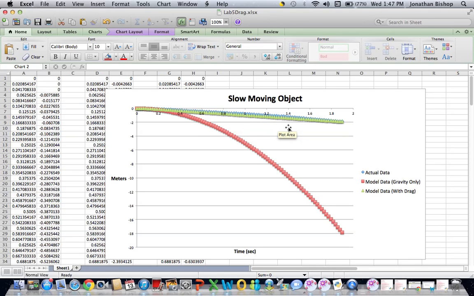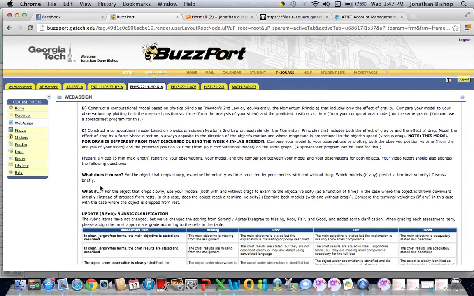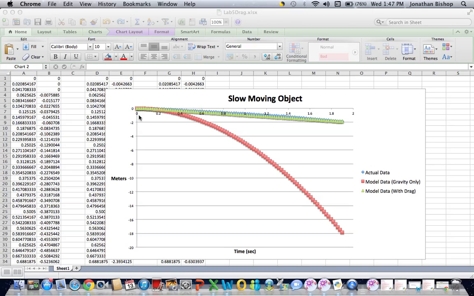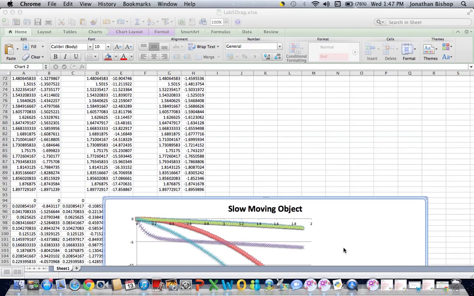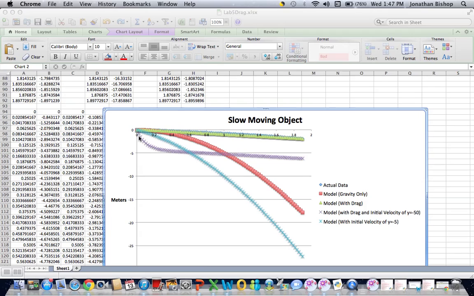So a terminal velocity is reached because the force of drag eventually compensates for the force of gravity, canceling each other out, making the net force 0, which actually answers the what-does-it-mean question. The what-if question is: what if the object started with an initial velocity? So I graphed that also. If it had an initial velocity and still had drag, you could see it still reaches a terminal velocity. Without drag, it just falls at a faster rate.